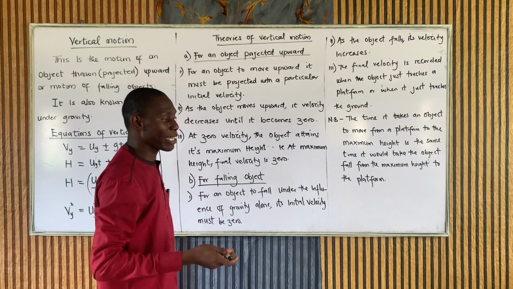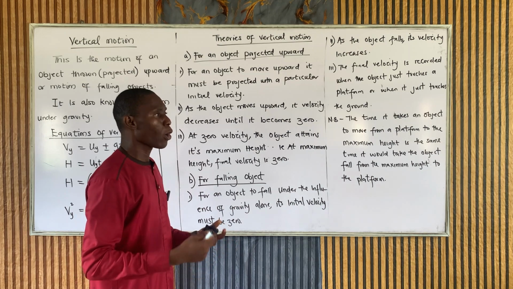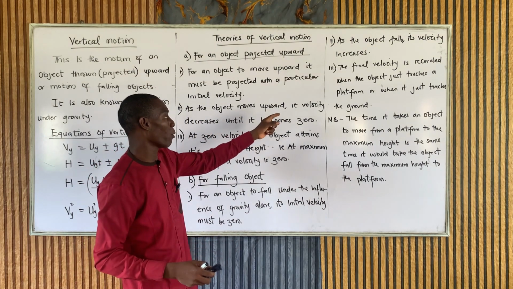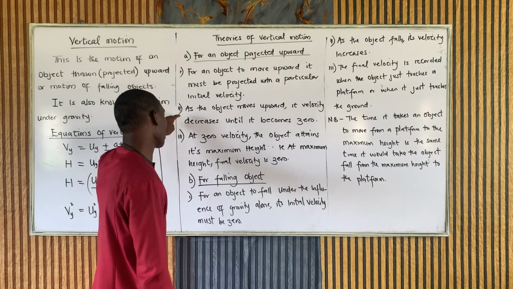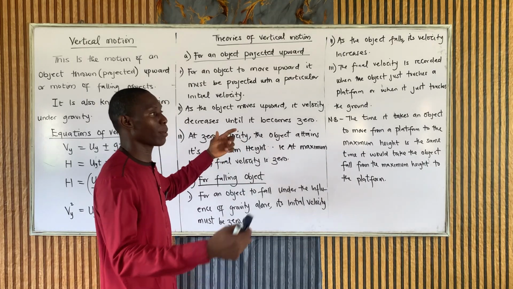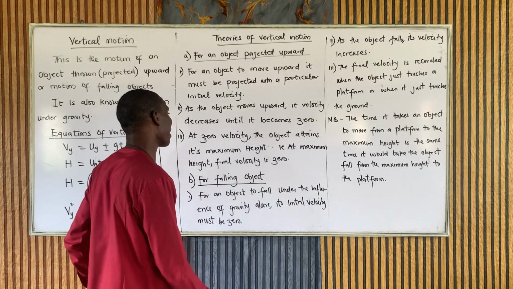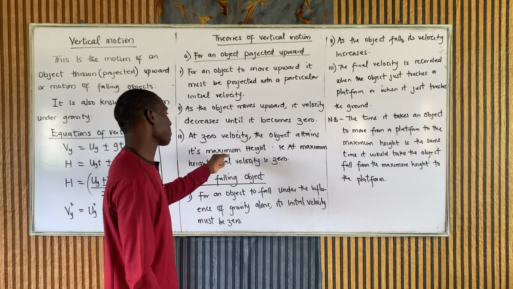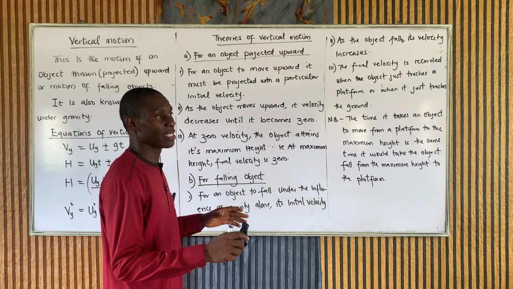Until it gets to 0, it will keep moving upward. So as the object keeps going upward, if it still has velocity, it should keep going upward until that velocity turns to 0. That's what the second one is saying, that as the object moves upward, its velocity decreases until it becomes 0. Then at 0 velocity, obviously the object cannot go up again. Hence, it has attained its maximum height. That is, at maximum height, the final velocity is 0.